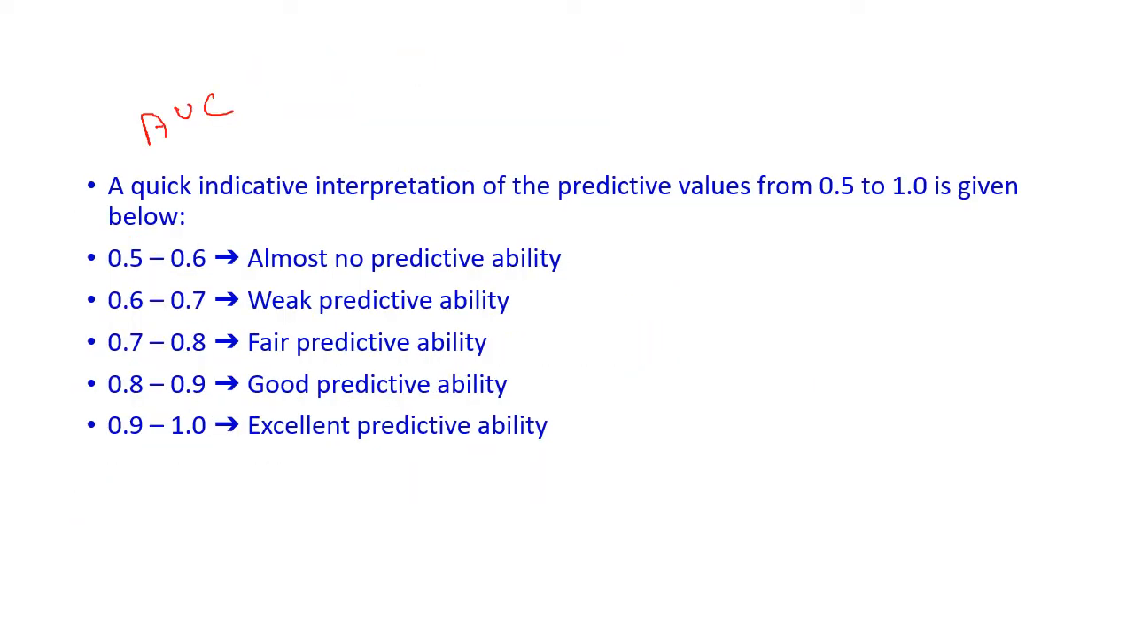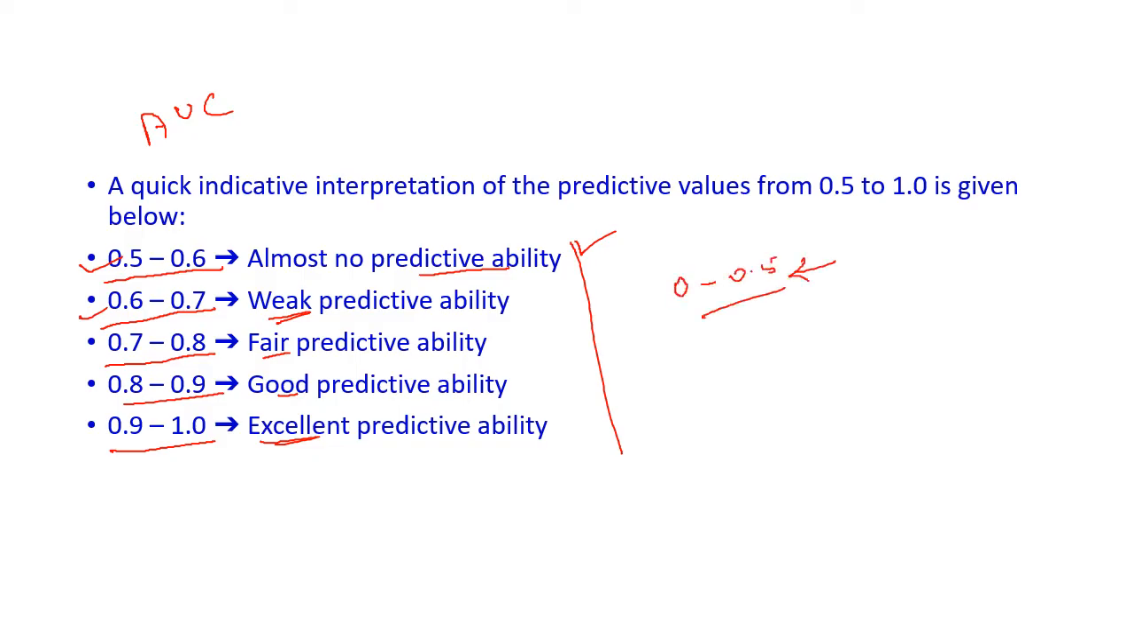In AUC, if the value lies between 0.5 to 0.6, it means there is no predictive ability for this model. If the value lies between 0.6 to 0.7, the prediction is very weak, between 0.7 to 0.8 means fair, 0.8 to 0.9 means good predictive ability, and 0.9 to 1 means excellent predictive ability. If it is less than 0.5, there is no predictive ability, right? The prediction is very poor.